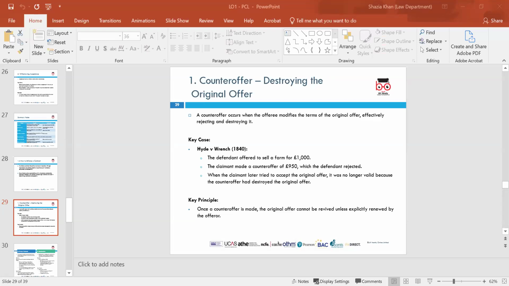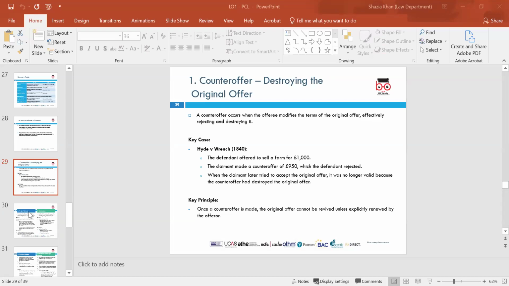So here, an example is a seller offers to sell a car for £10,000 and the buyer responds with a counter offer of £8,000. By making the counter offer, the buyer has effectively rejected the original £10,000 offer, and the seller can only accept the £8,000 counter offer or negotiate further. So it doesn't mean it will go back to the old offer.